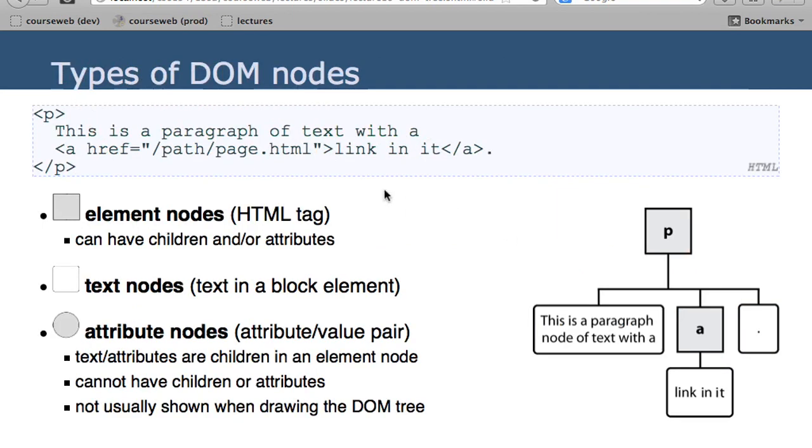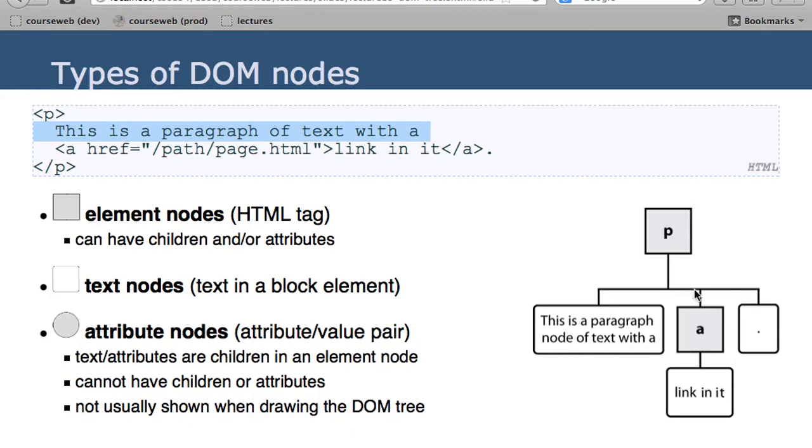Okay, types of DOM nodes. This is sort of an important thing to understand. We're going to be looking at the parent-child-sibling relations between DOM nodes. So this is some HTML. In this HTML, there's a paragraph. There's some text. This text is contained inside of a node in and of itself. It's called a text node. So this P is an element node. This text is a text node.